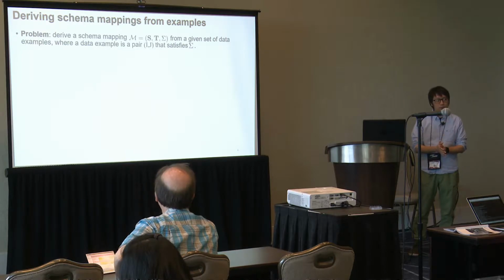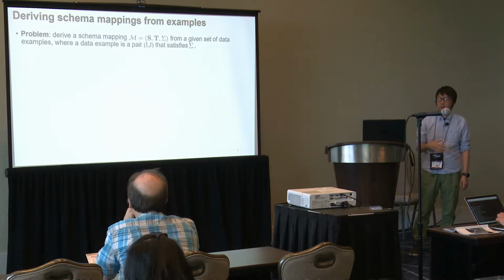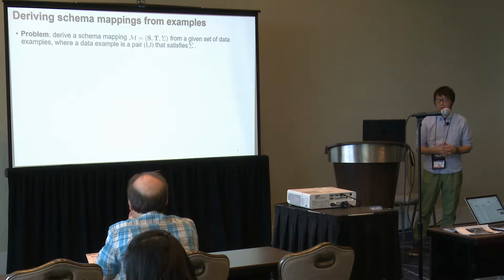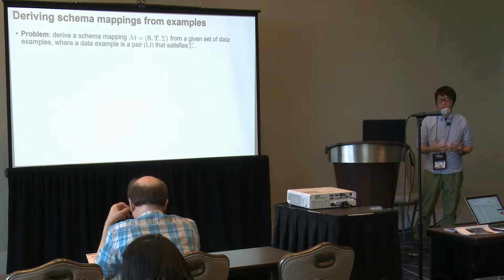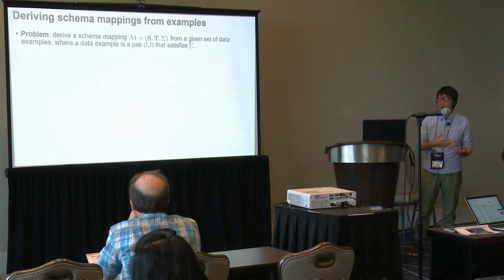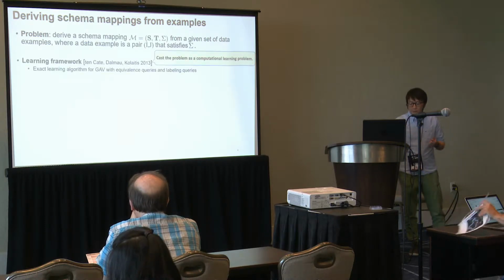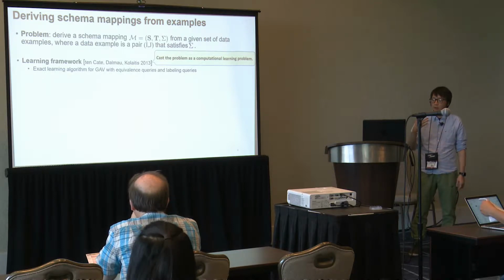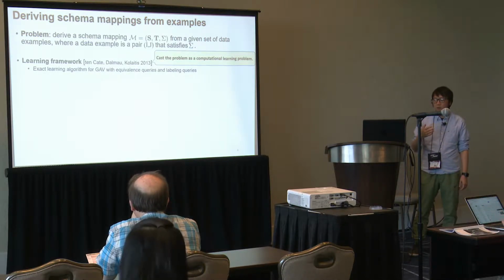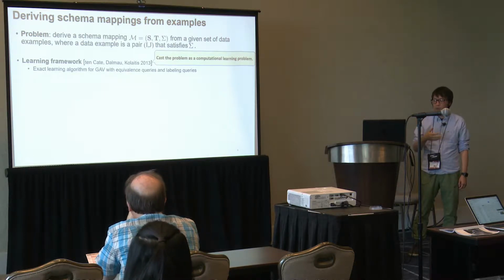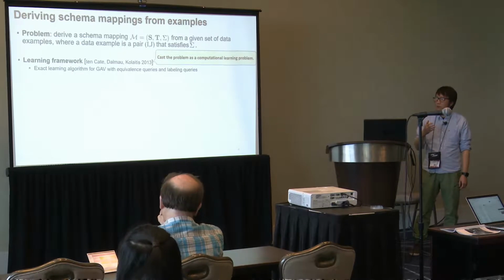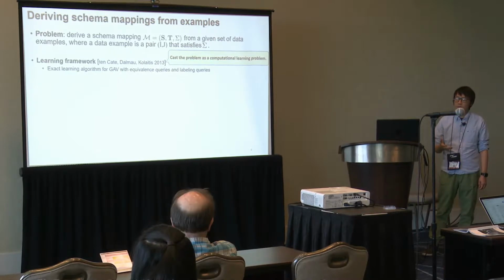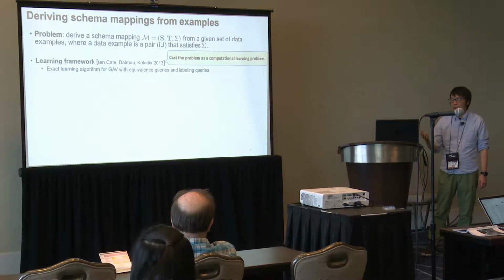So in recent years, example-driven schema mapping discovery has received a lot of attention. The central task of this problem is trying to derive a schema mapping from a given set of data examples, where a data example is a pair (I, J) that satisfies Σ. And several frameworks have been introduced, in particular in 2013, ten Cate, Dalmau, and Kolaitis introduced the learning framework, which casts the problem as a computational learning problem.